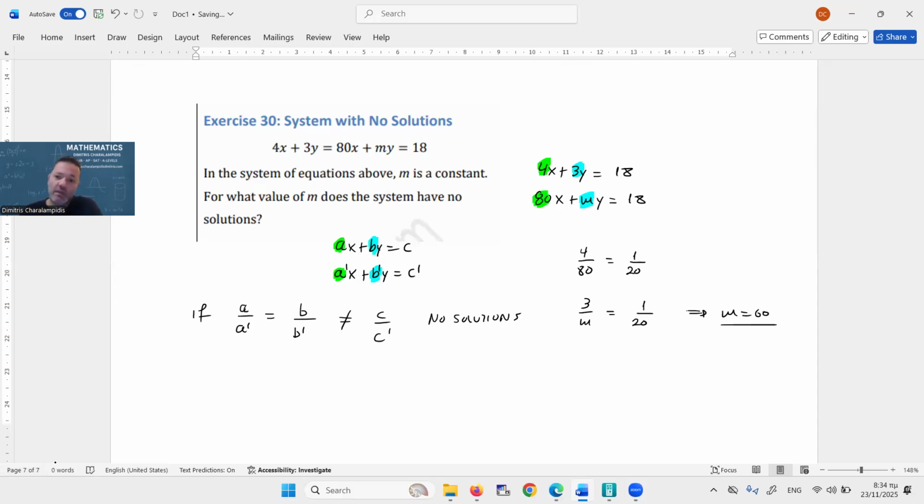And obviously, 18 over 18 is equal to 1, which is different from both of them. So overall, this shows that in order for that system to have no solutions, m needs to be equal to 60.